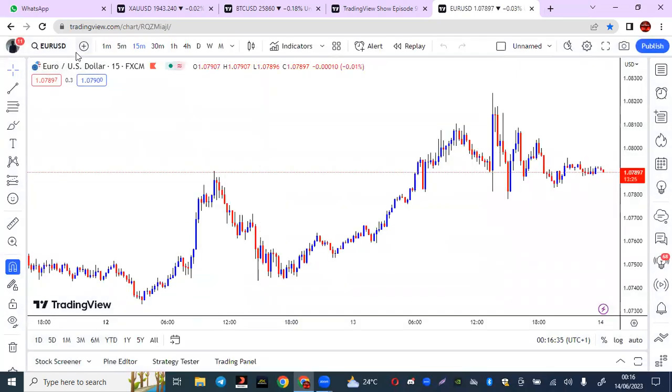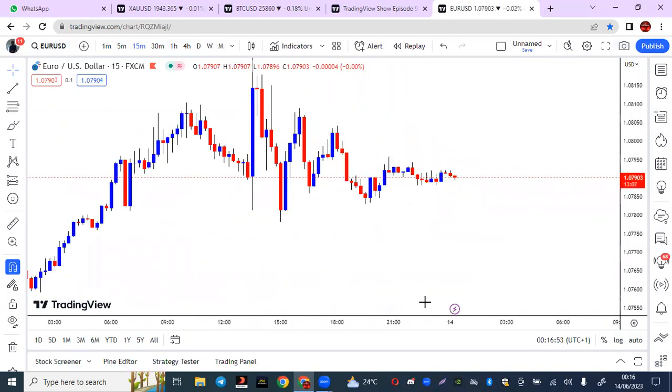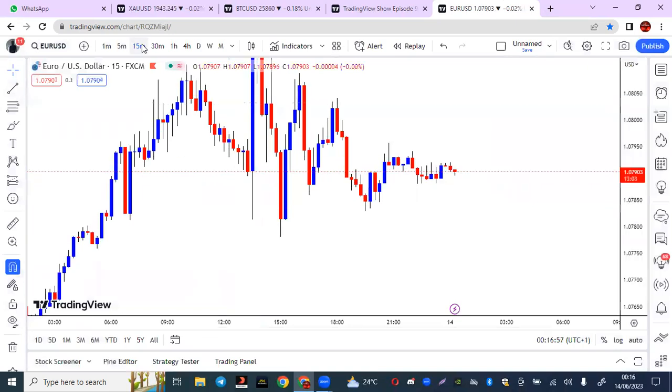All right. Now the next thing on this is the time frame. Here we have the time frame: 1 minute, 5 minute, 15 minutes, 30 minutes, 1 hour, 4 hour, daily, weekly, and monthly. What this simply means is, for example, we are on the 15 minutes time frame.